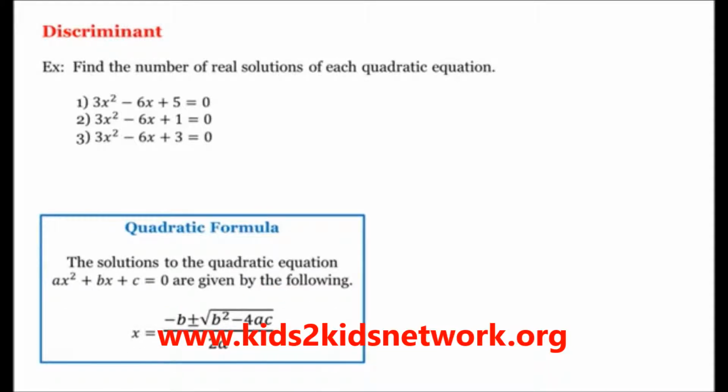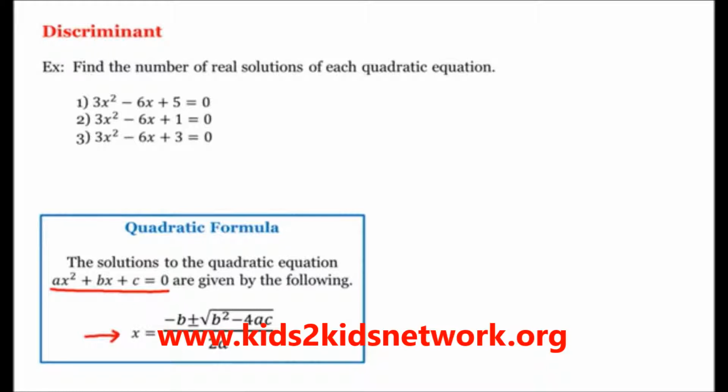Let's first recall the quadratic formula. It gives us the solutions to quadratic equations of this form: ax squared plus bx plus c is equal to 0. And those solutions are given by x is equal to negative b plus or minus the square root of b squared minus 4ac, all divided by 2a.